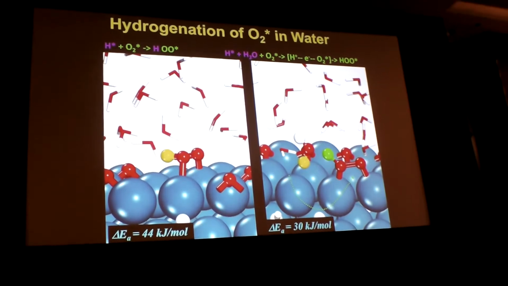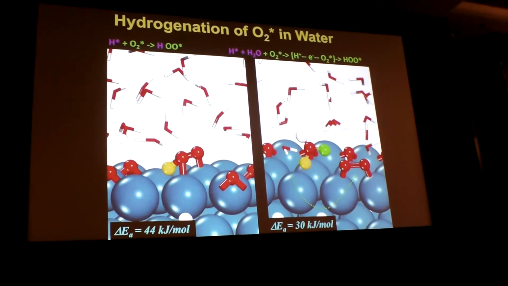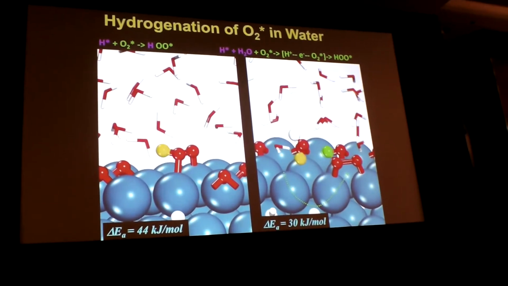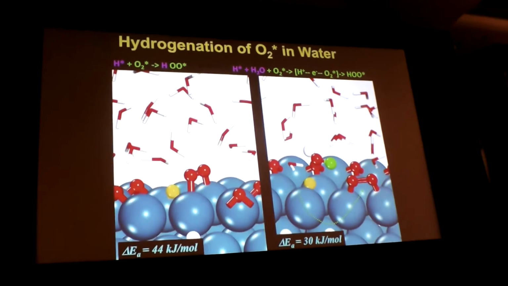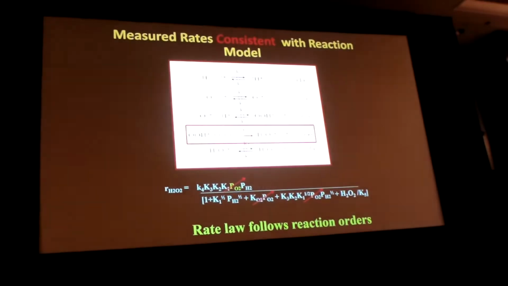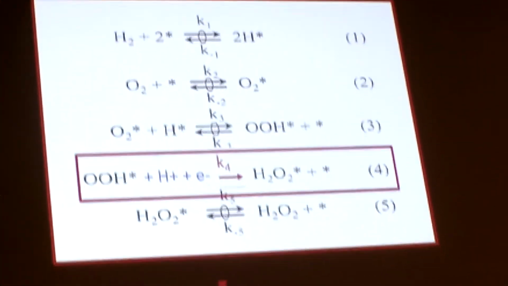It costs you about 30 kilojoules per mole. You generate protons, you generate electrons, and in the rate limiting step, there's an electron addition followed by a proton addition to this surface intermediate. This then does not require an extra site on the surface. So if you carry out the same model, it's a proton and an electron with a single site. This will explain the rate orders that we're seeing experimentally.